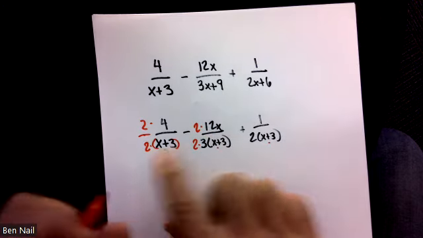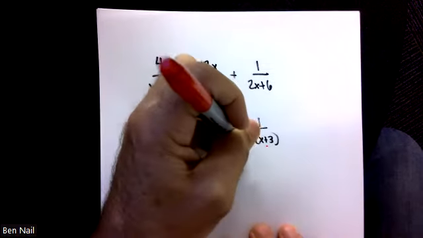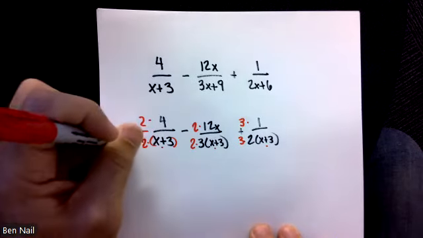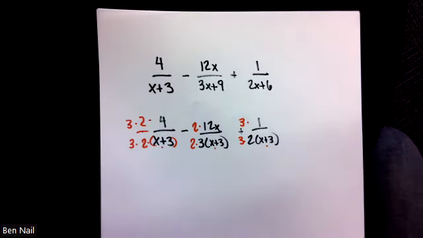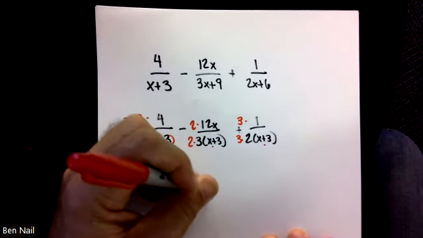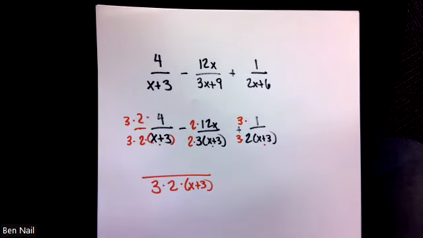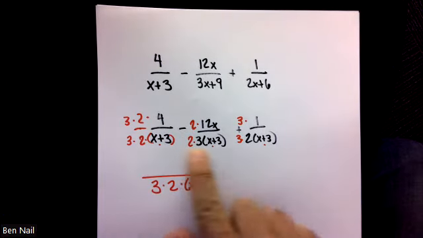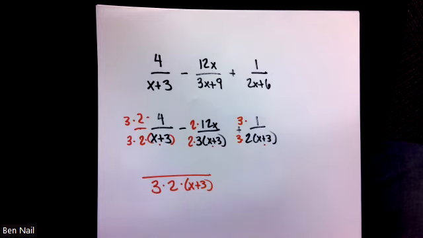Now this one's got a 3 and these don't. So again, we need a 3. So now we've got that common denominator of 3 times 2 times x plus 3. So again, it's about getting that common denominator.